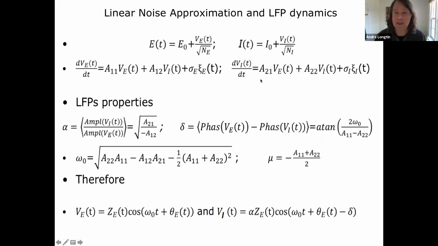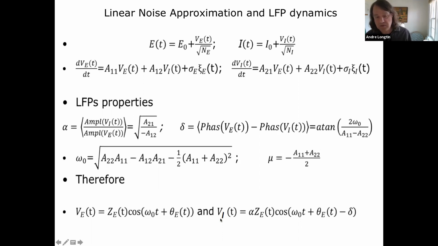And from this, you can calculate things like the amplitude of the VE and VI ratio and the phase difference between these two. Once you've written down the voltages in this manner, okay, you can say the voltage is going to be a slow envelope times a cosine with a phase.